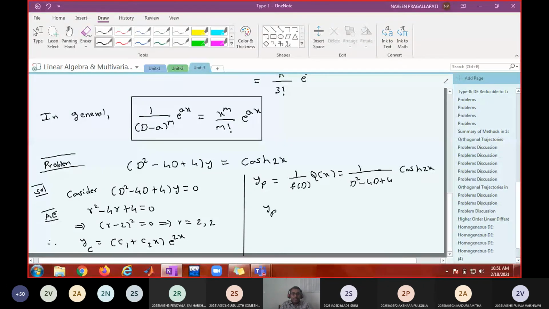Therefore, YP is equal to, can I write d square minus 4d plus 4 as d minus 2 whole square, of cos h 2x? Yes, sir. Now we just have to know how to find the particular integral of cos h 2x when f of d is d minus 2 whole square. Shall I go to the next page?